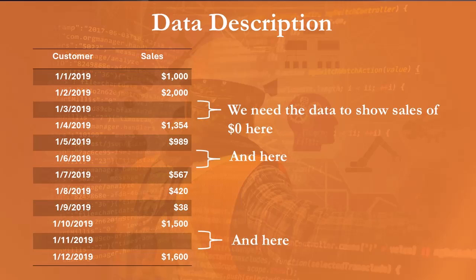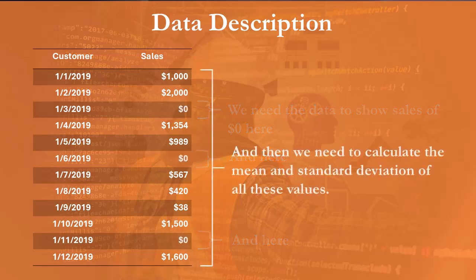Thus, what we're going to need to do is, in Power BI, create a new table where those missing dates are there. So here you have the dates January 3rd, 6th, and 11th. Now they're there, and what we need to do is replace those missing values with values of zero for zero sales that day. Once we have that table with the values of zero like you see here, then we can calculate the average, or the mean, of those values. Then we can calculate the standard deviation of those values to put into our inventory management model.